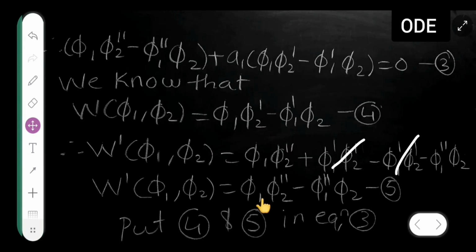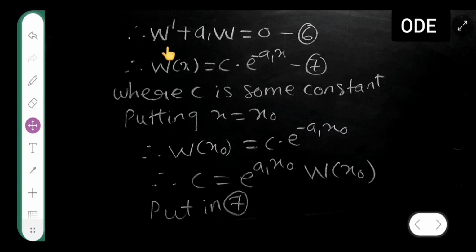So you all have to put this. Now what is your phi 1, phi 2 double dash minus this? Here it is nothing but the Wronskian, W, no? That you all have to put here. W dash.